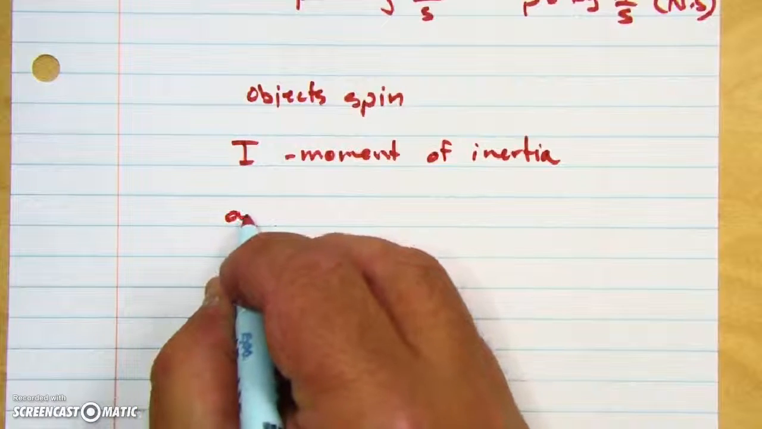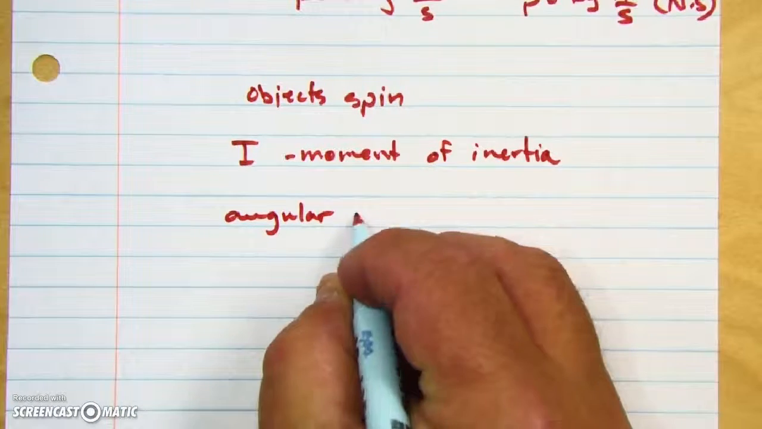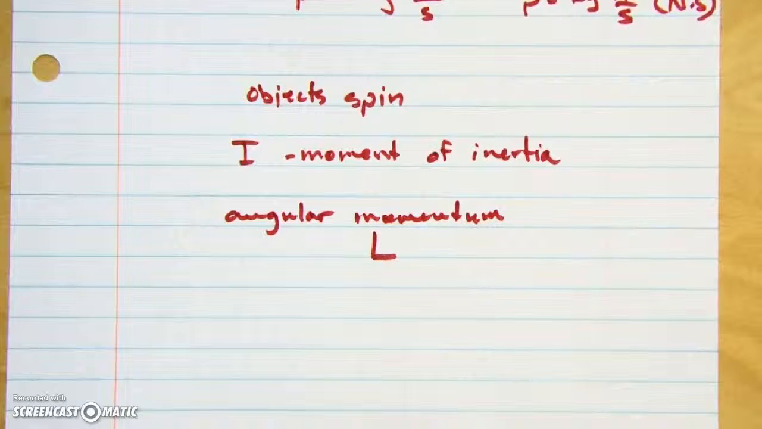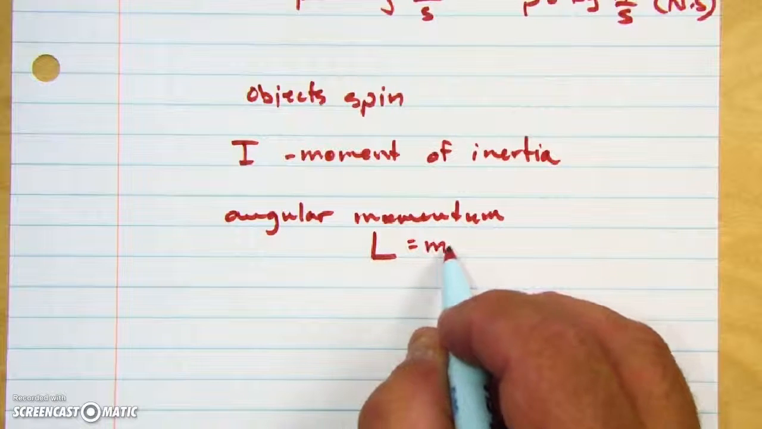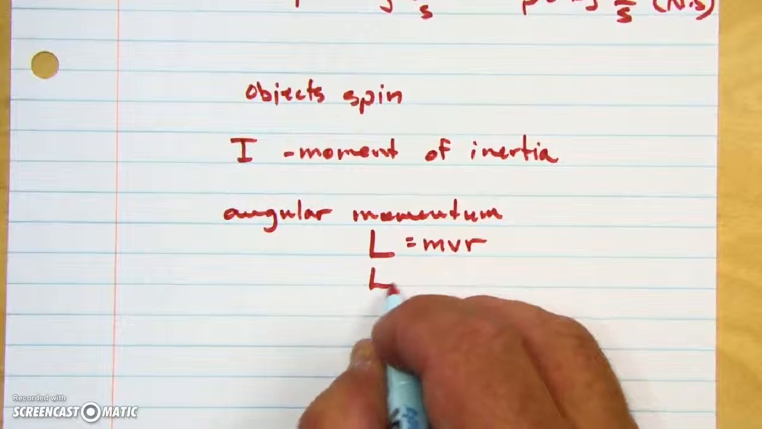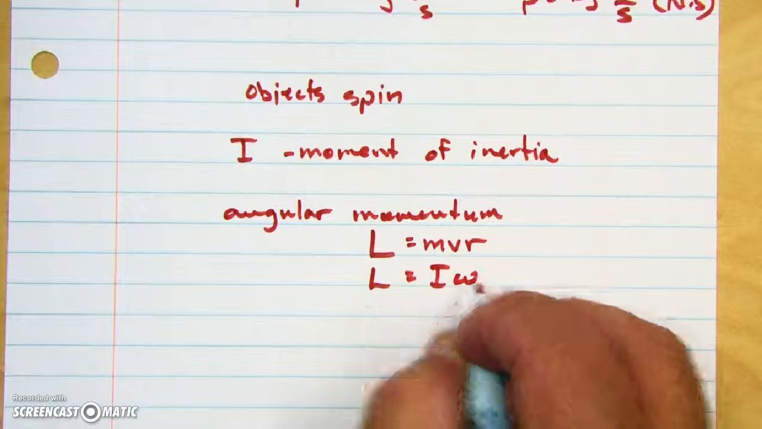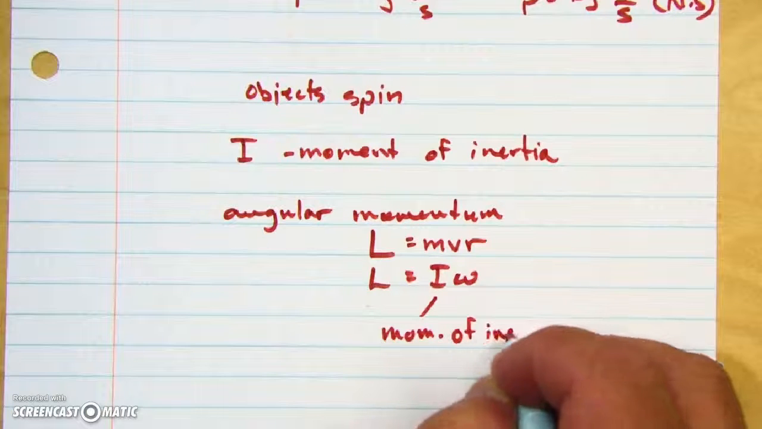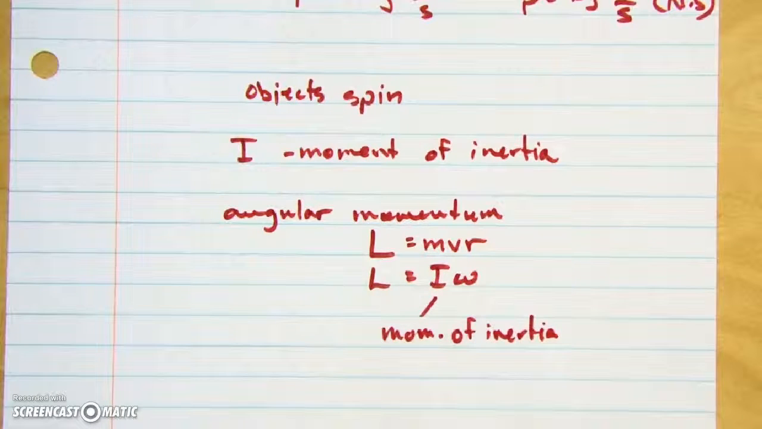Now, for angular momentum, we're going to use the letter L. Capital L is what they use. Linear momentum is m times v. Since we're spinning, it's m times v times r. That's one way to do it. I can also say L is equal to I times omega. I is that moment of inertia.